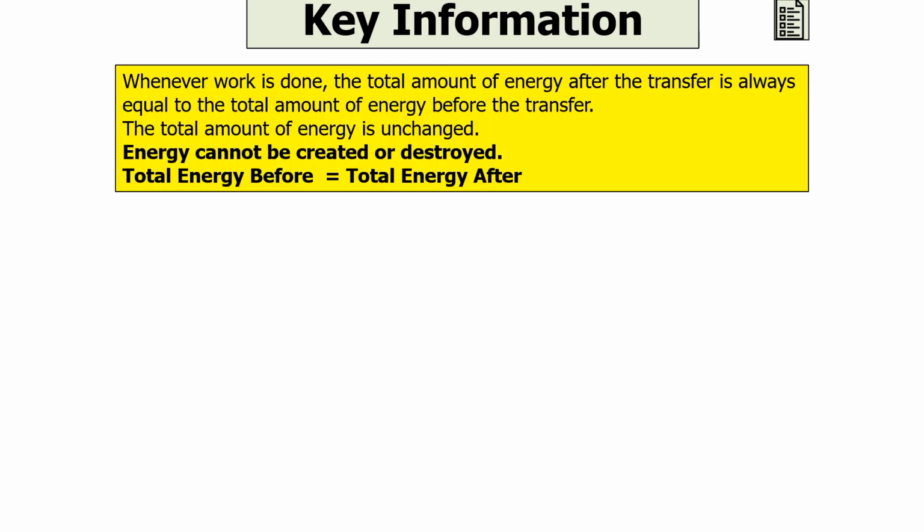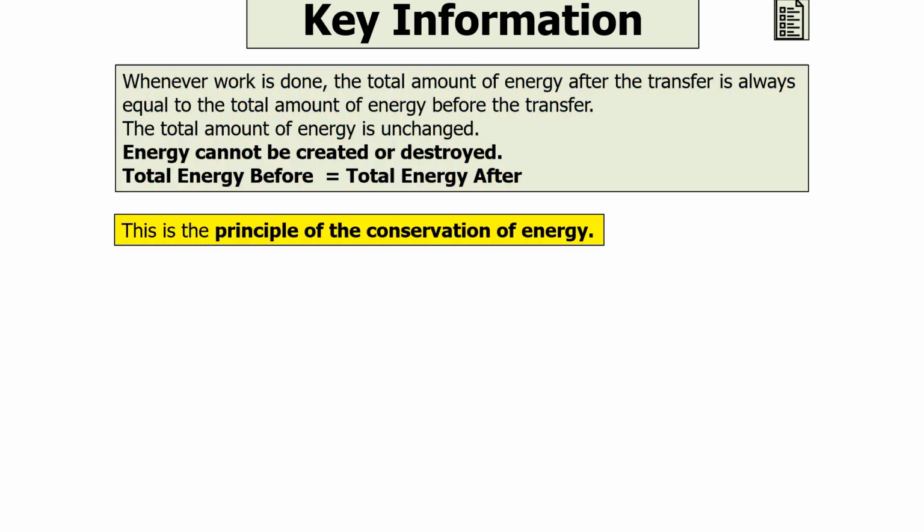So whenever work is done, the total amount of energy after the transfer is always equal to the total amount of energy before the transfer. The total amount of energy is unchanged because energy cannot be created or destroyed. The total energy before is equal to the total energy after. This is the principle of the conservation of energy.